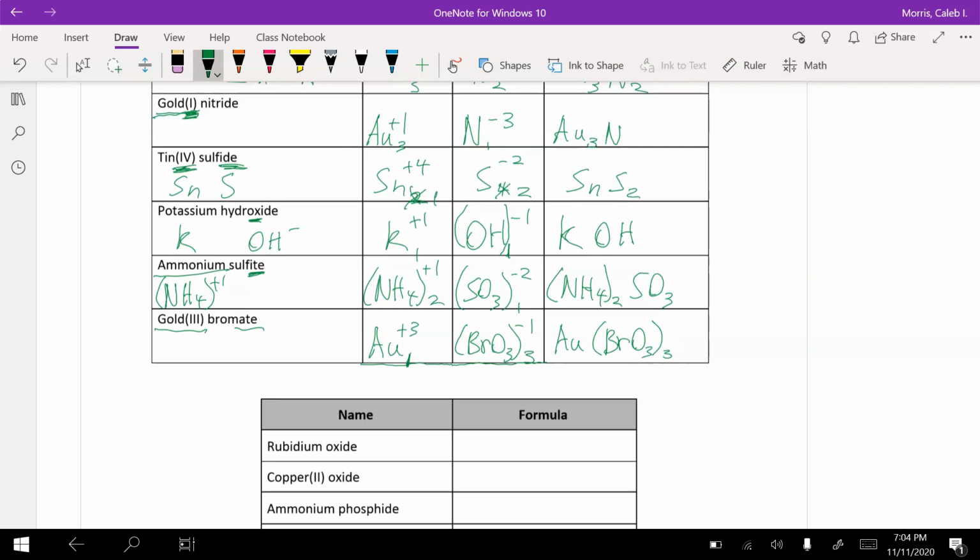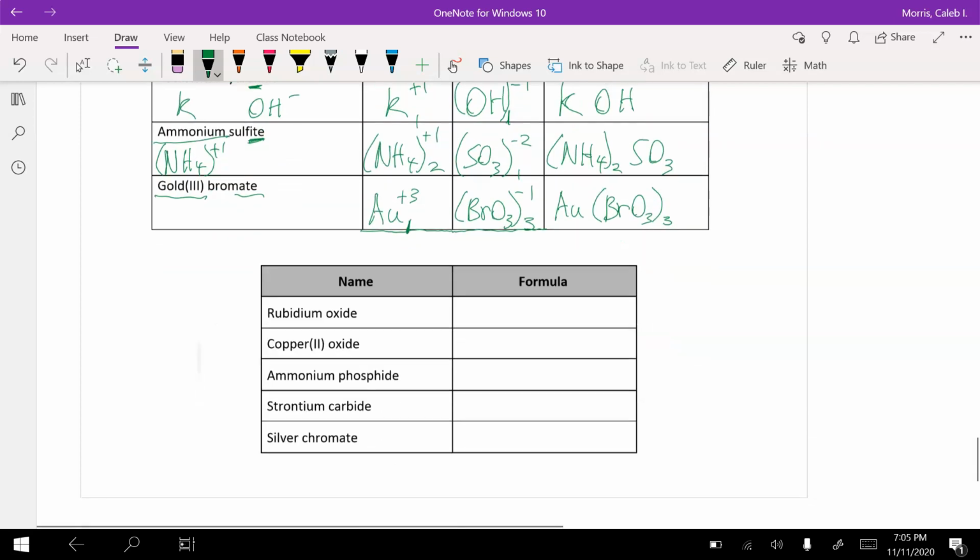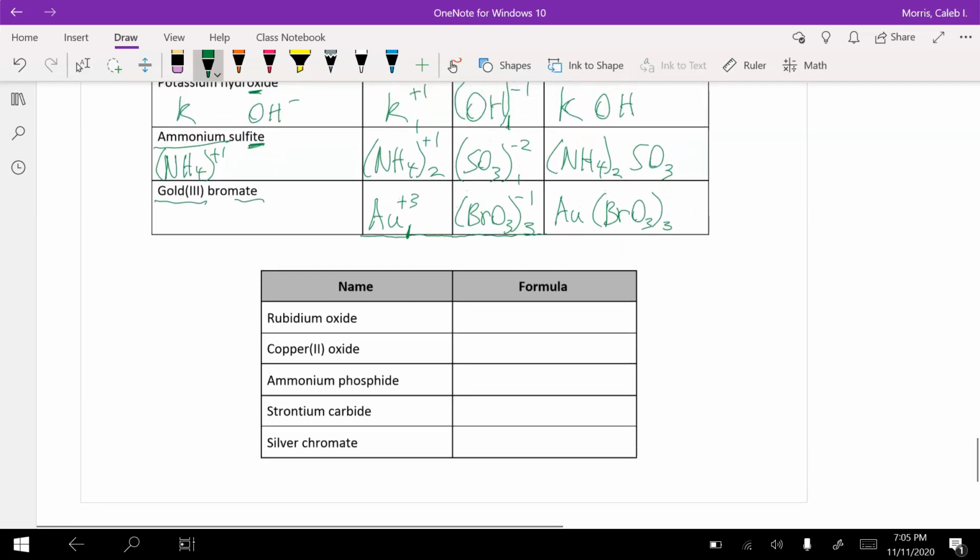So to represent it accurately when we write it on paper, we have to do a little bit of math or do the crisscross and then reduce. But we're doing a little bit of math to show that we have a neutral compound where the positives and negatives cancel each other out and we have a neutral zero charged compound. Okay, let's do a few more names.